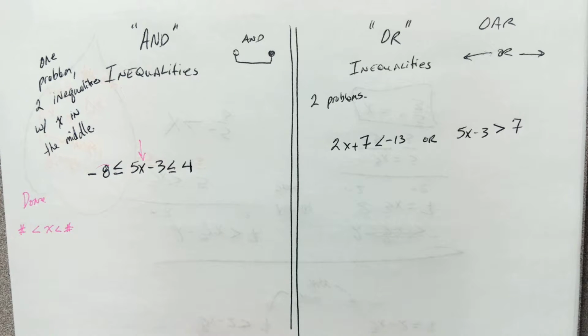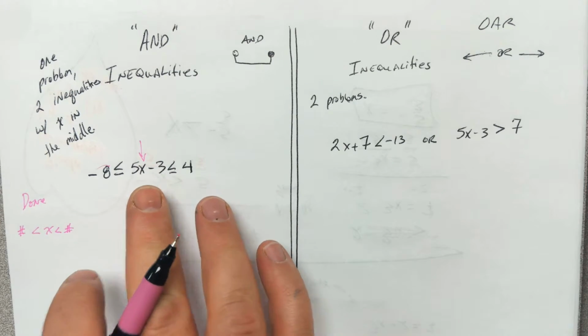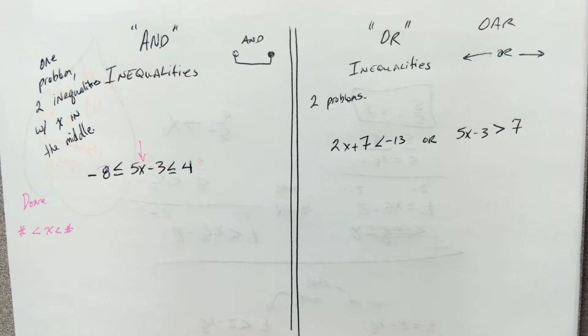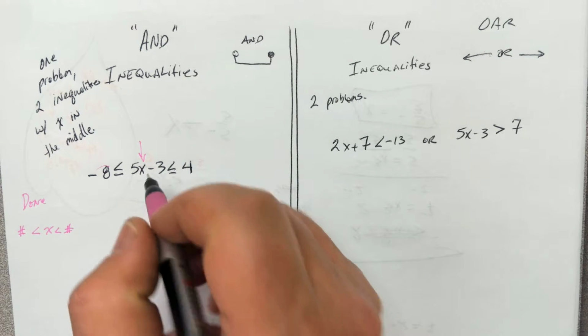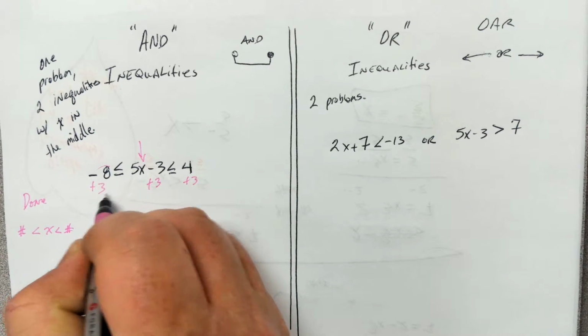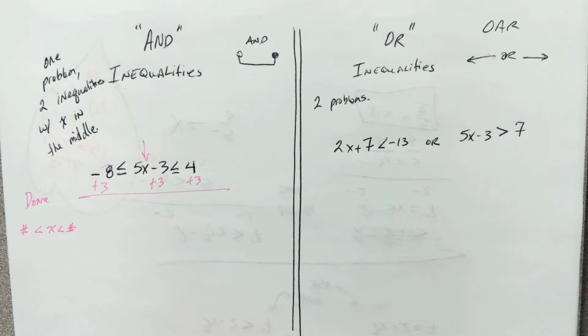Now, Ernesto, you know how if we're solving an equation, what we do to one side, we have to do to the other? Well, here we have three sides. So we have to do it to all three sides. So we're going to get rid of the 3 first. But instead of just adding 3 to two sides, we have to add 3 everywhere.